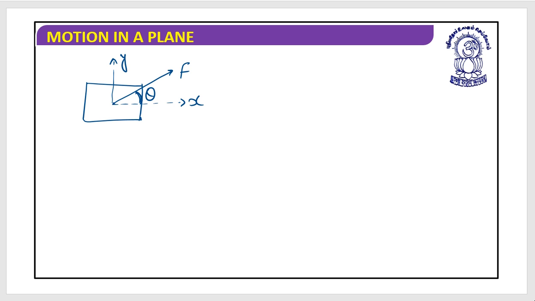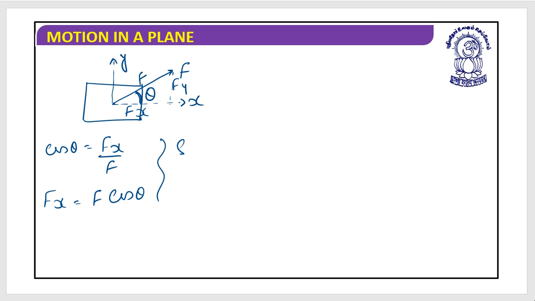If I make a triangle over here, this must be y. So this is F, this would be Fx, and this would be Fy. If I write cos of theta, it is equal to Fx by F. So Fx is equal to F cos theta. In the same way, sin theta is equal to Fy by F. So Fy is equal to F sin theta. I hope you understand this.